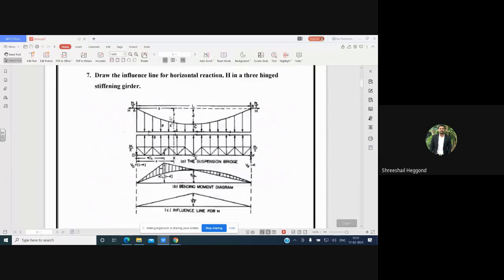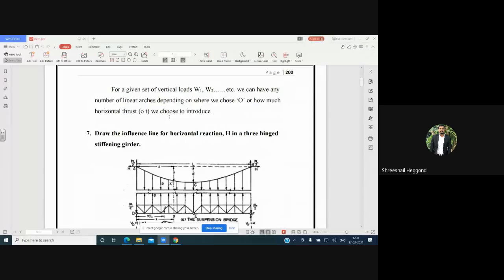Next, definition of the cables. They are the continuation to the loading conditions of the previous diagram. For the given set of vertical loads, that is W1, W2, W3, etc., we can have any number of linear arches, depending on where we choose the center point O, or how much horizontal thrust we choose to introduce. Depending on that only, our component values can be calculated for AC, DE, the member forces.